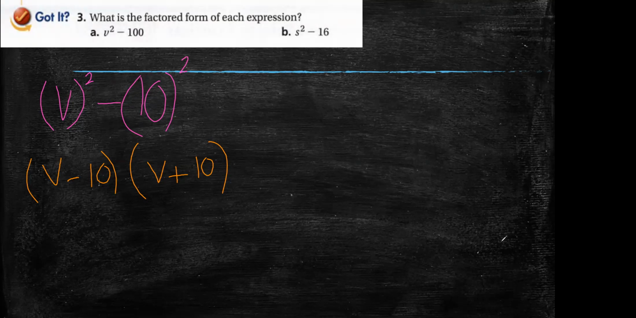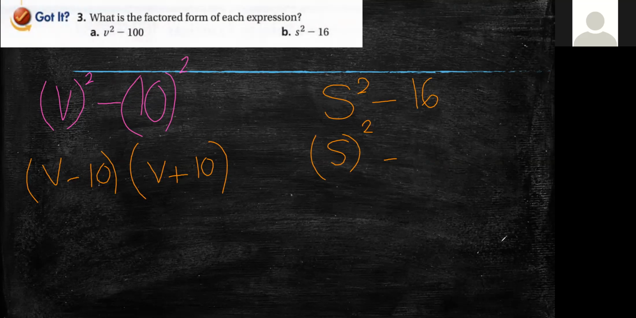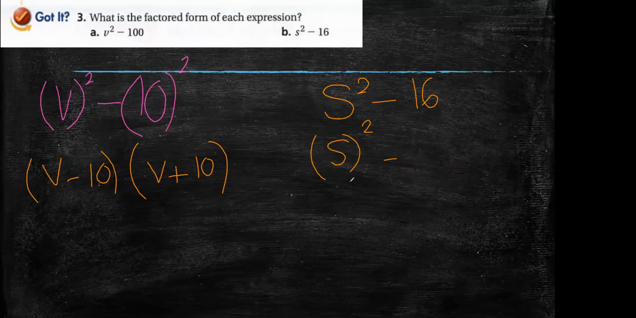Okay, look at the second one here. S squared minus 16. Let's write the first one as S squared. And the second one, is 16 a perfect square? Yes, 4 squared. Yes, it is a perfect square because it is 4 squared.